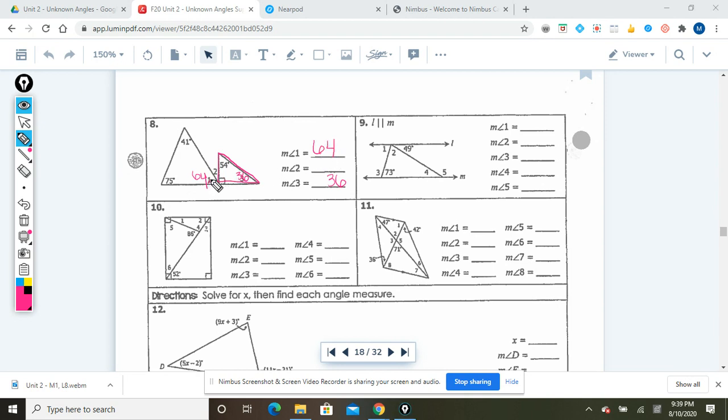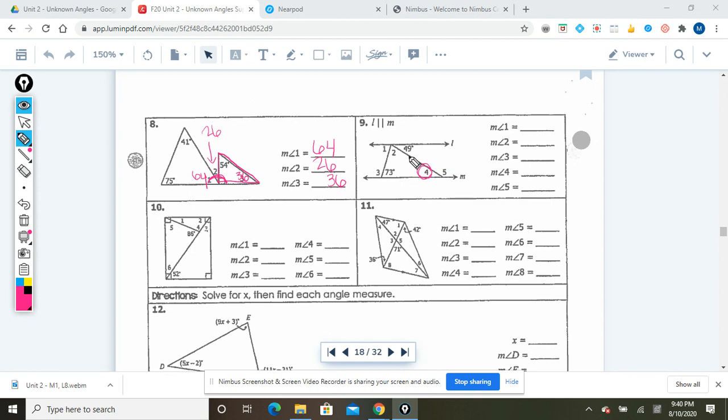So now all three of these are on a straight line. So I have 180 minus 64 minus 90. And that means angle 2 right here is 26. Okay, looking at this one, you do have my honors friends one like this on your quiz. People always get confused, so make sure you pay attention.